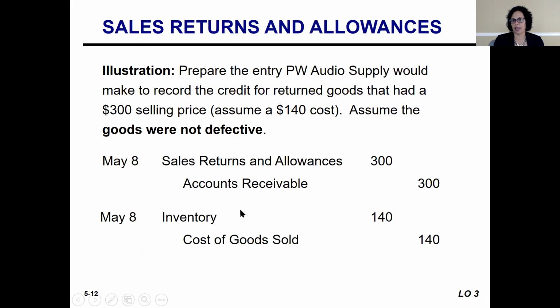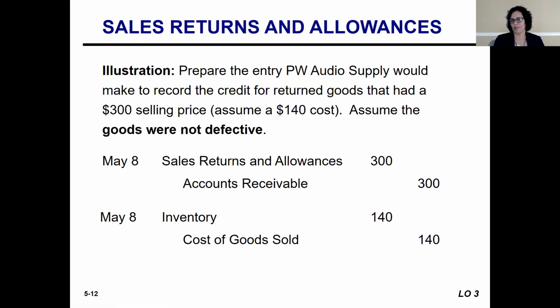On the same day, they have to bring the inventory back into their books. So the journal entry that they had done when they made the sale, cost of goods sold debit, inventory credit, they flipped that journal entry for the cost of the inventory, whatever the cost of the inventory was that they had sold. In this case, they're telling you it's $140, and they're telling you the inventory is not defective. When it comes back, they can sell it again. So it's $140 over here.